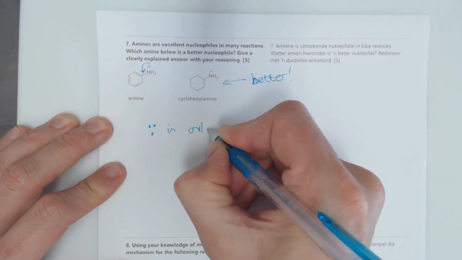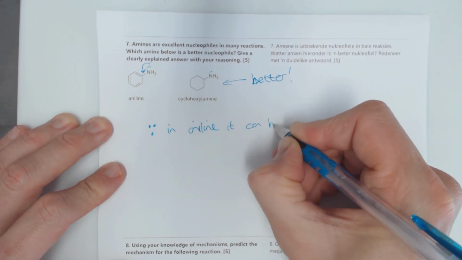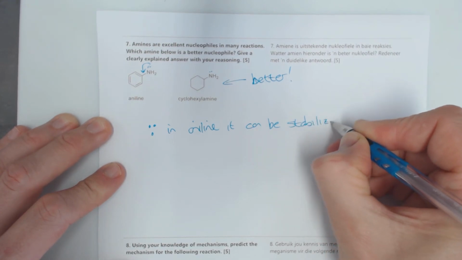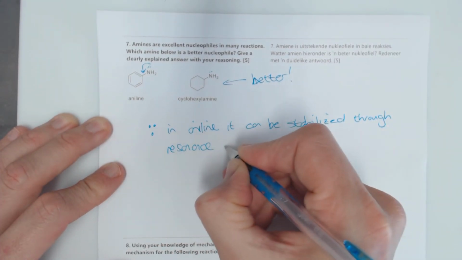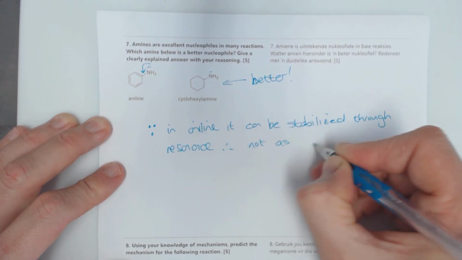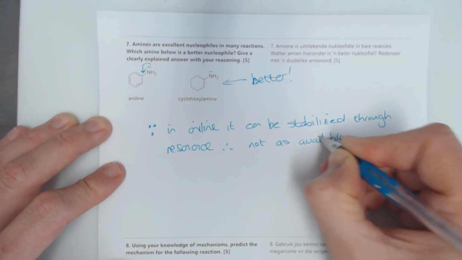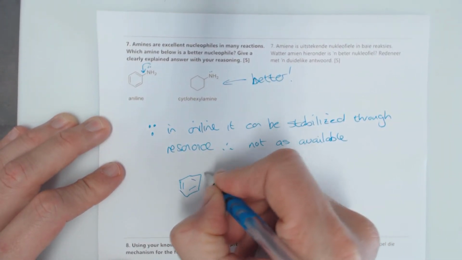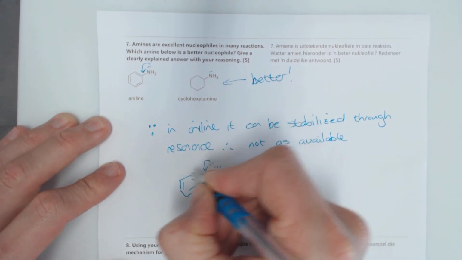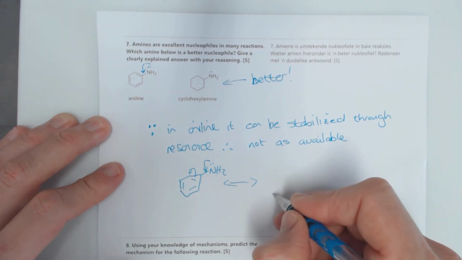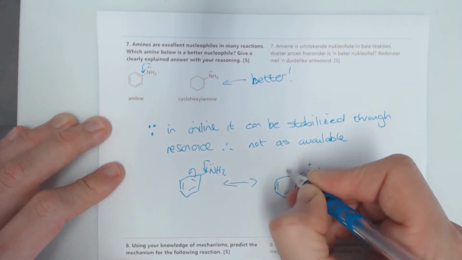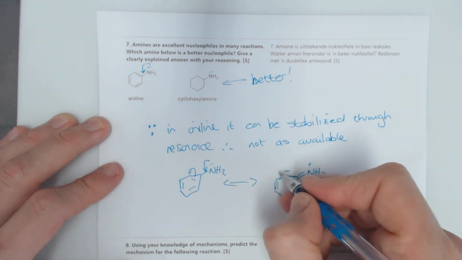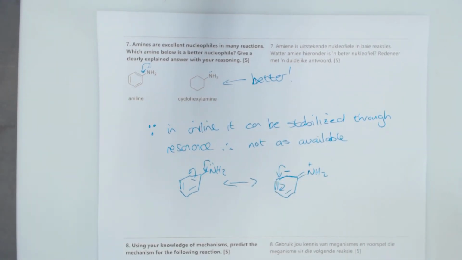Because in aniline the lone pair can be stabilized through resonance. Therefore, not as available. And then you can show that. What do you mean by resonance? NH2, lone pair of electrons kicks in and we kick out. Just show one example of that. There's a plus on the nitrogen now and a minus on this carbon there, and of course that can continue around. Okay, so if you're given something along those lines, that would have been full marks.